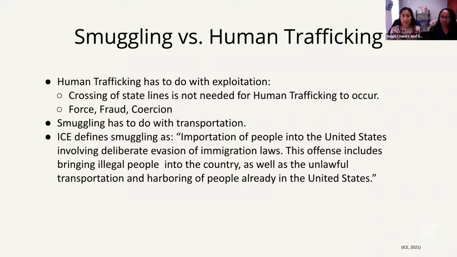So human trafficking has to do with exploitation. Crossing of state lines is not needed. You have to prove force, fraud, or coercion. Smuggling has to do with transportation. So ICE defines smuggling as an importation of people into the United States involving deliberate evasion of immigration laws. Like that's the main thing that they're looking for, the breaking of the law. They're coming to either country or state illegally. This offense includes bringing illegal people into the country as well as unlawful transportation and harboring of people already in the US.